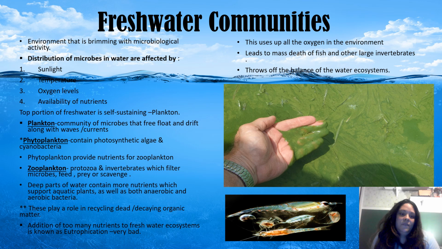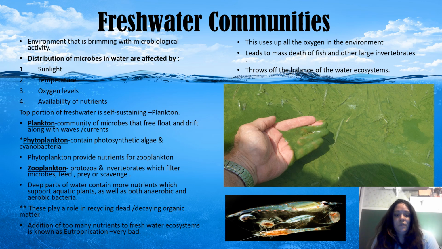A subunit of these plankton are phytoplankton, and these contain photosynthetic algae and cyanobacteria. Phytoplankton provide nutrients for zooplankton, and zooplankton are protozoa and invertebrates which filter microbes, and they feed and prey and scavenge on decomposing things. Deep parts of water contain more nutrients which support aquatic plants as well as both anaerobic and aerobic bacteria. And these play a role in recycling dead and decaying matter.